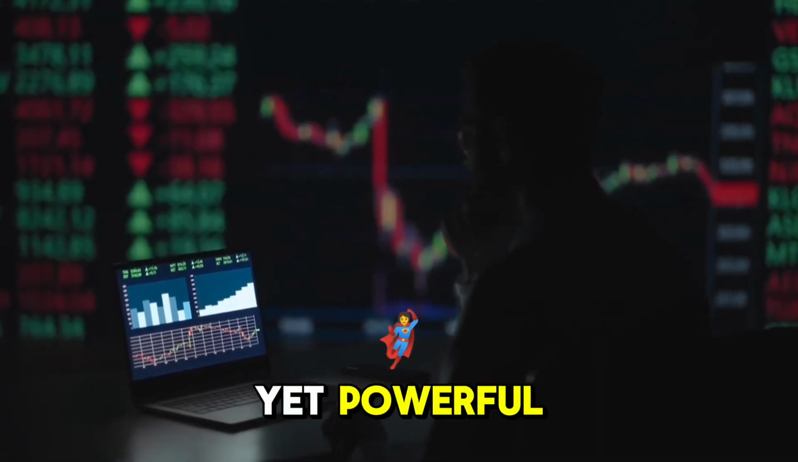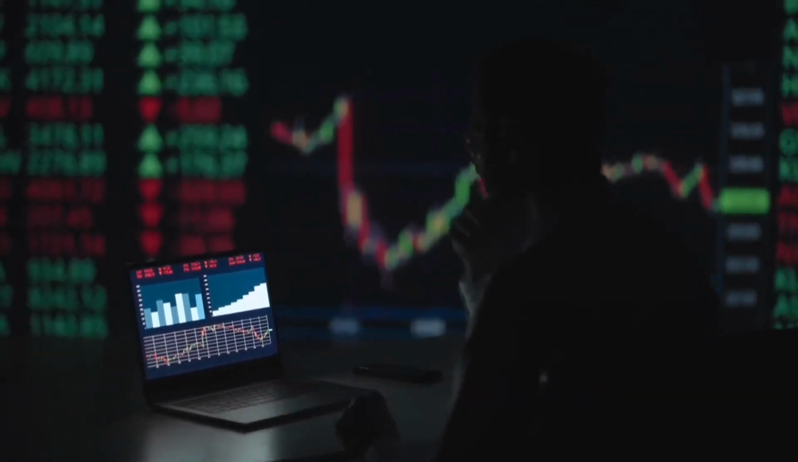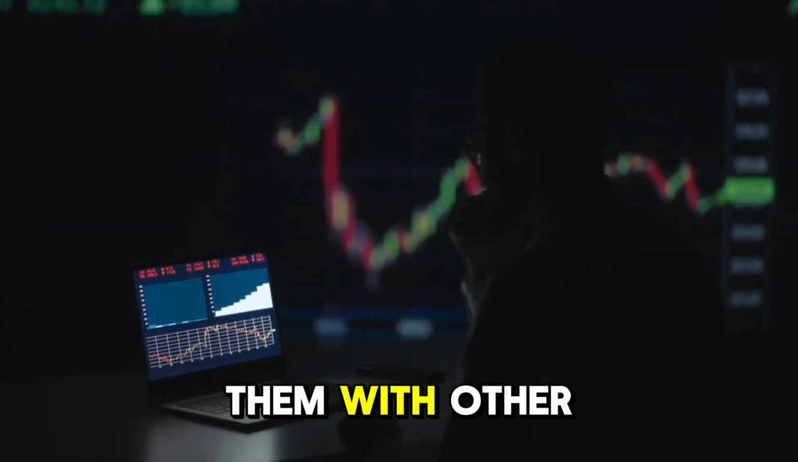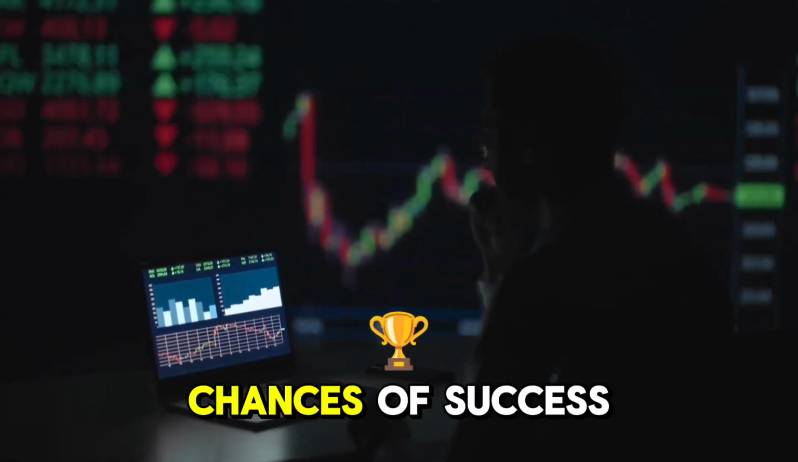These simple yet powerful concepts can help you become a more confident and successful trader. Remember, always combine them with other indicators and risk management strategies to maximize your chances of success.